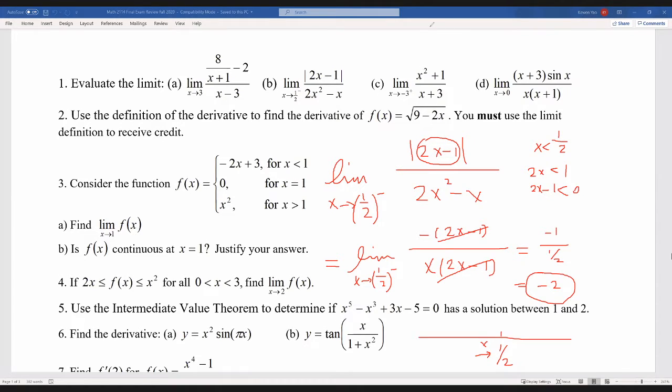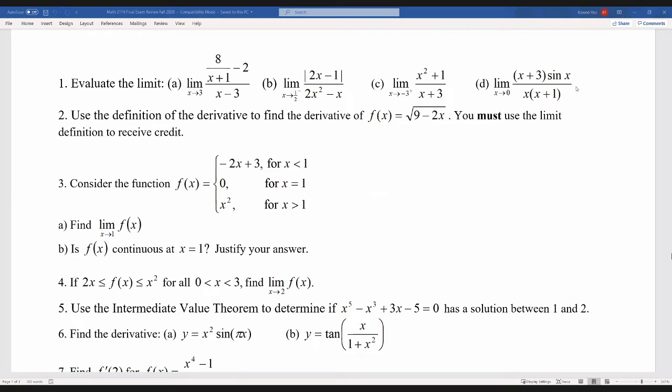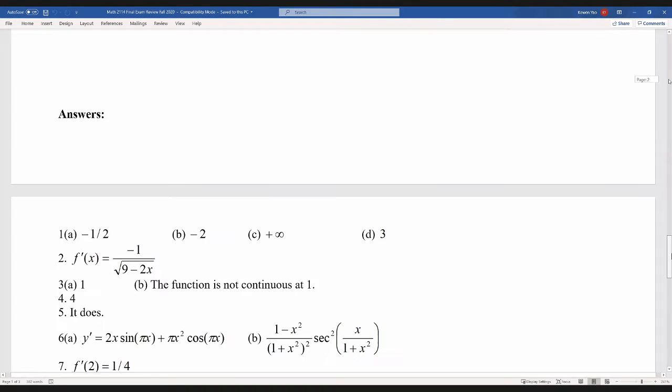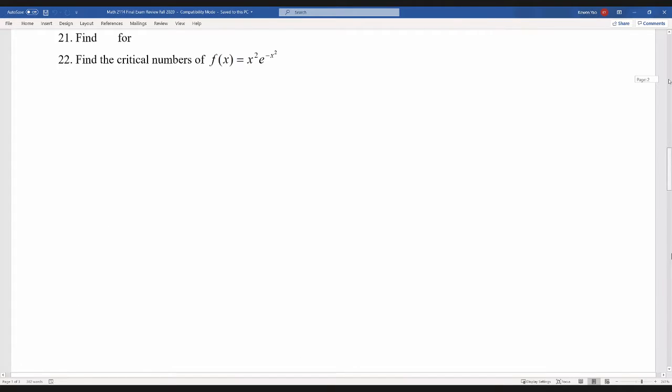So let me erase this. Let me verify the answer. Okay, should be the same answer. See, right? Negative 2. So we have found the answer negative 2. Okay. Next.